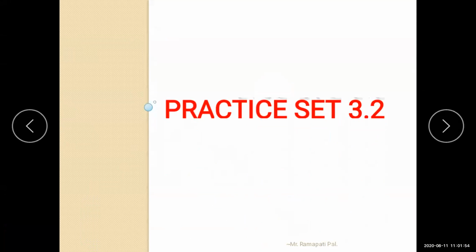We are going to start practice set 3.2. Is it clear? Up to this explanation, I think everyone understood. Now we are going to solve practice set 3.2. Are you ready? Okay, very good. Neha. Let's see the first question.